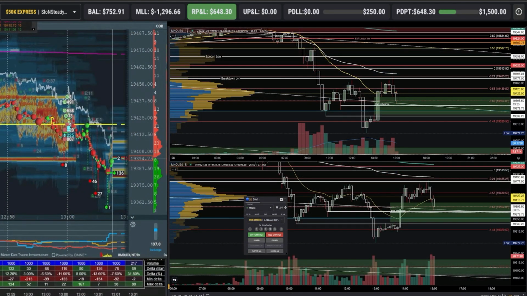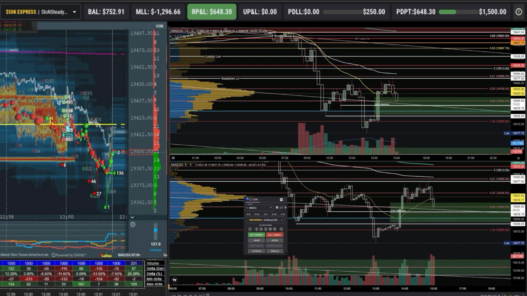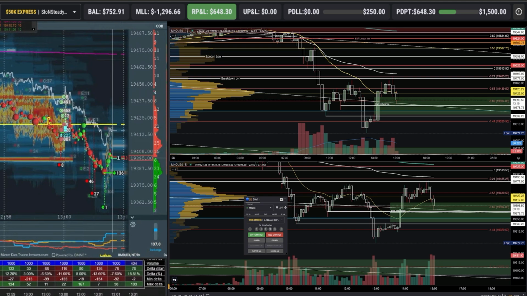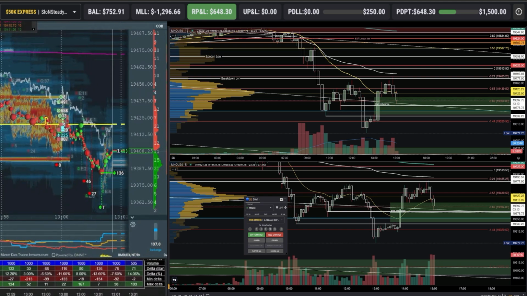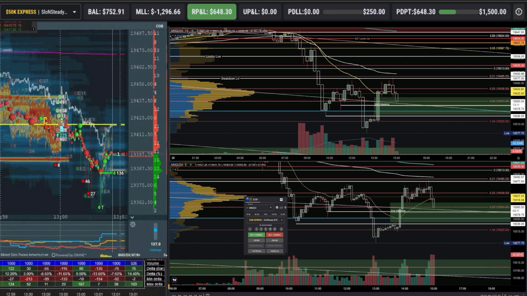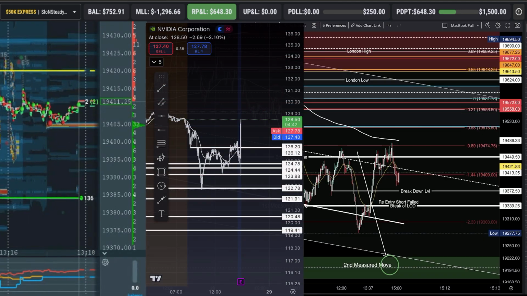Do want to point out that we are very close to the imbalance here. It's filling that in nicely. Waiting on NVIDIA to report now. But that imbalance is pretty much filled in almost. Pretty cool. Right after close, they just go down and dump it on us like that.